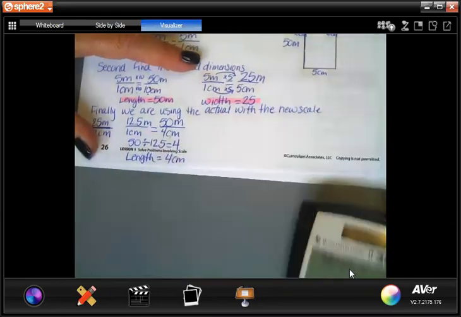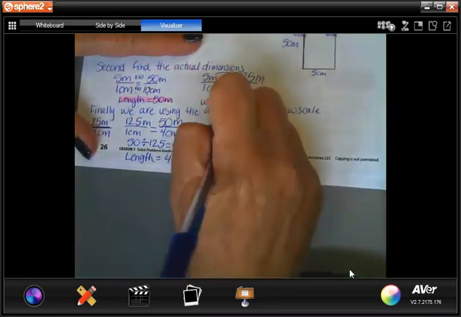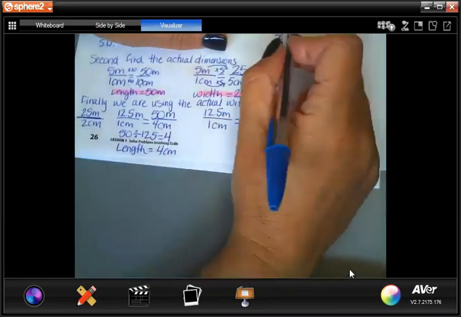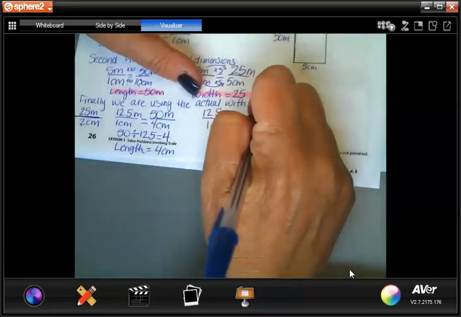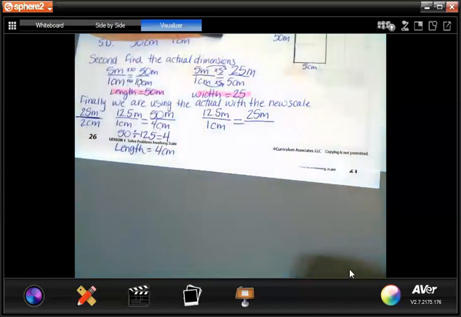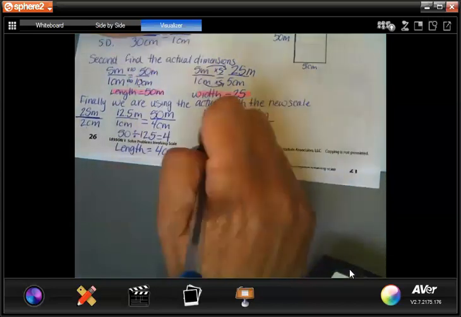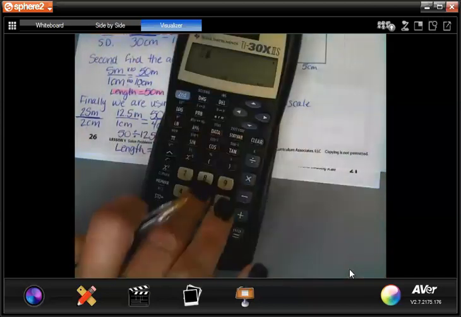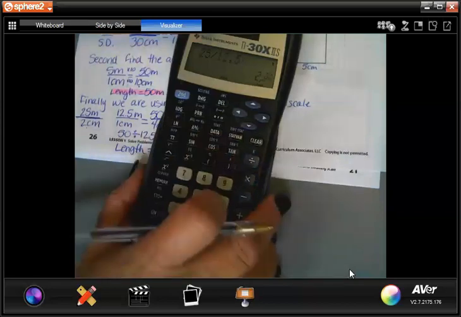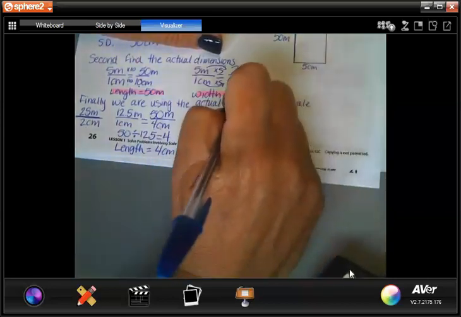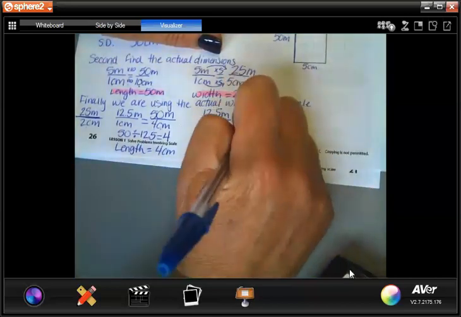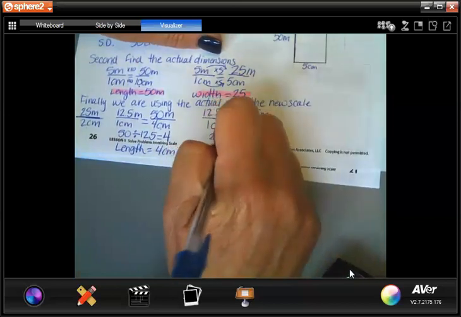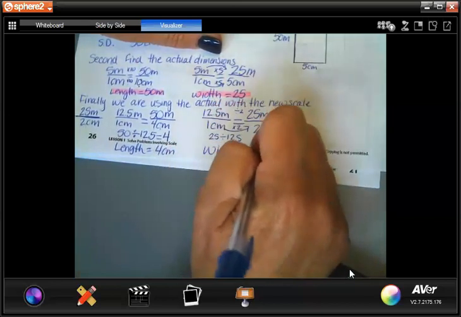Now let's do our width. Same thing. We use our scale right there. And now we know the actual width of this pool is 25 meters. So just like what we did here, we're going to take 25 and divide it by 12.5. So 25 divided by 12.5 comes out to be 2. So our width is 2 centimeters.